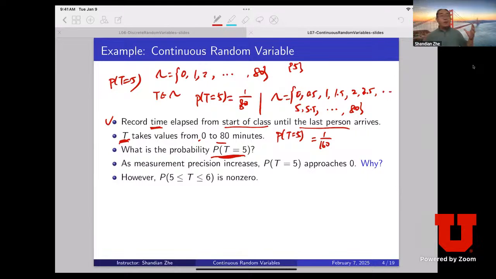Okay, so we can keep increasing the granularity, meaning that I'm going to use a more and more precise watch. Suppose my watch can record every second. Then my sample space will be, you can imagine, much larger, right? So I want to ask, what's the size of the sample space? I'm not going to enumerate every second throughout these 80 minutes. That's too many. But I just want to ask you guys how many elements would be in the sample space if I can count every second with my watch.